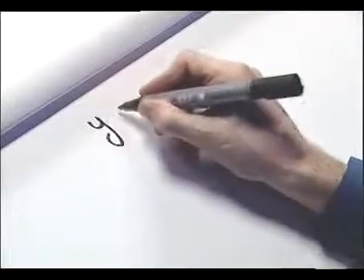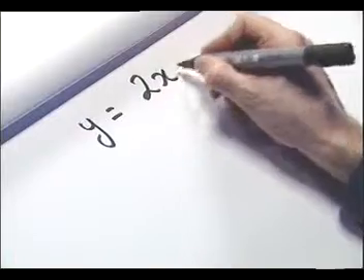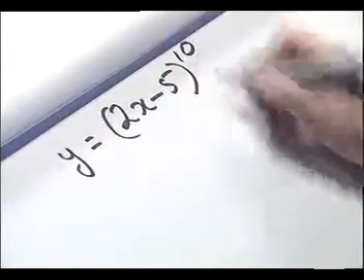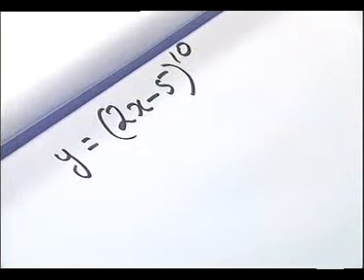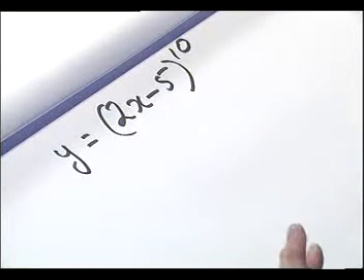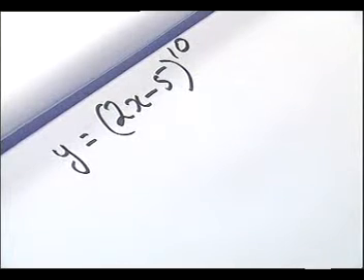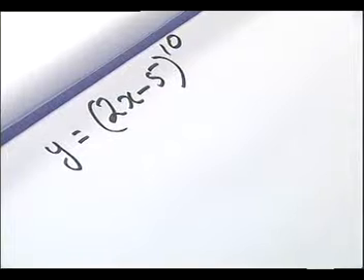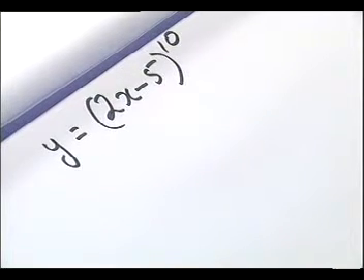Let's take another example. y equals 2x minus 5, all raised to the power 10. Now, it might be tempting to say, well, surely we could just multiply out the brackets. But this is to the power 10. To multiply out those brackets would take us ages, and there's all those mistakes that could be made in doing it. Plus, when we differentiated it, we may not have the best form for future work.